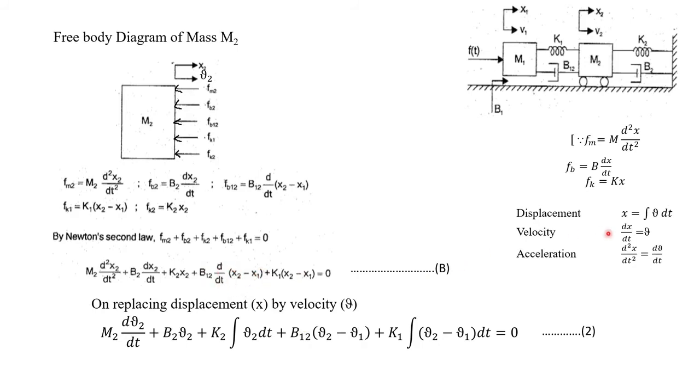What is dx2 by dt? v2. What is dx1 by dt? v1. So that is v2 minus v1. Here we are having the bracket, so here also you have to put the bracket, that's important. Next one is plus k1 into x, which can be written in terms of velocity as integration: integral of x2 minus x1, which is v2 minus v1, into dt. That is equal to 0. So this is the second equation, which is obtained for the mass m2.